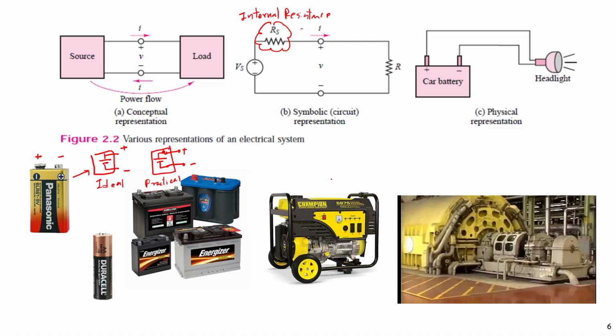And this is a generator, right? Usually a generator provides AC sinusoidal voltage. And this is a very large generator. This is also an AC source. And this is maybe a 3-phase AC system. So we can have a 3-phase AC system.